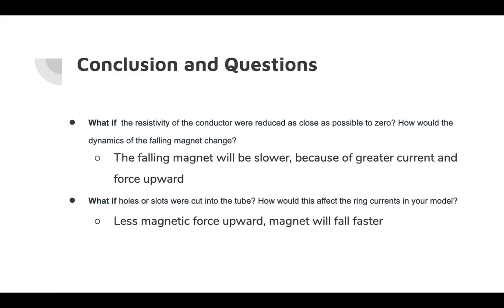Second question, what if holes or slots were cut into the tube? How would this affect the ring current in your model? If holes are cut, that would mean there will be less magnetic force upward and the magnet will fall faster. That's it. Thank you.